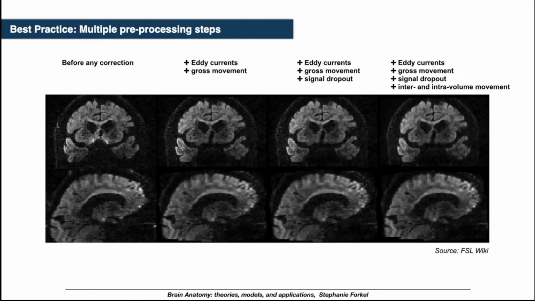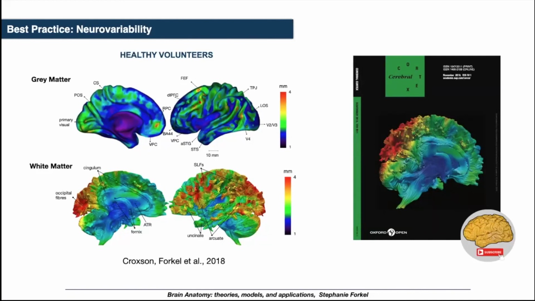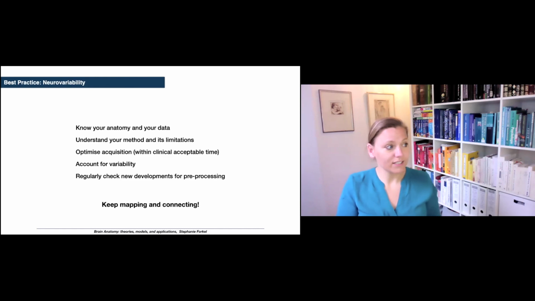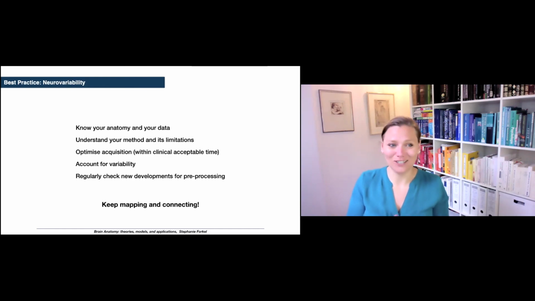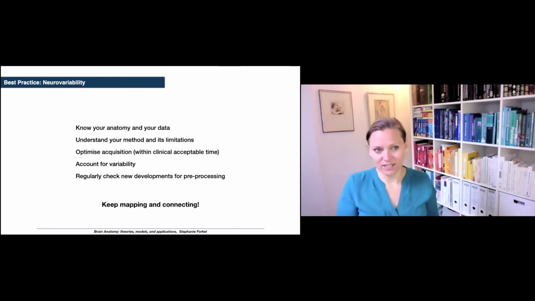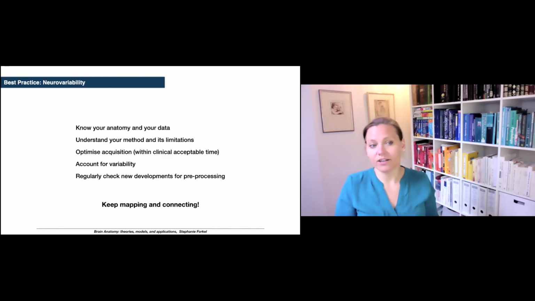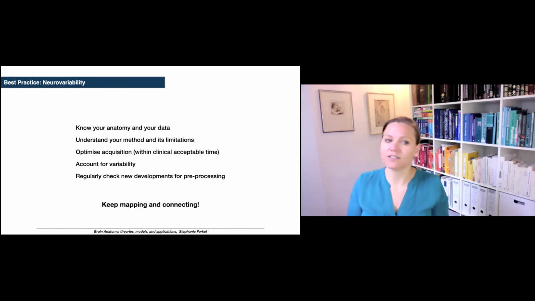And then finally, there is, as I've shown you, a lot of variability in the brain. So just be aware of it, be aware of your tracts being left lateralized, right lateralized, bilateral. Be they in children or just in adults, the changes across time, plasticity, these are all factors you need to account for when you do your tracking. So in terms of best practice, know your anatomy and know your data. Look at your data. Understand the method you're using and its limitations. Where possible, optimize your acquisition parameters, especially in the clinic, in a clinically acceptable time. Account for variability and regularly check new developments in pre-processing to correct your data to the best standards, but most importantly, keep mapping and keep connecting.